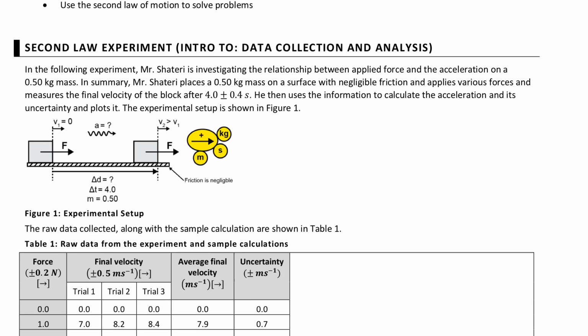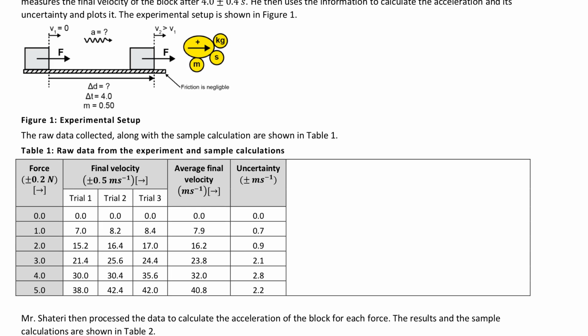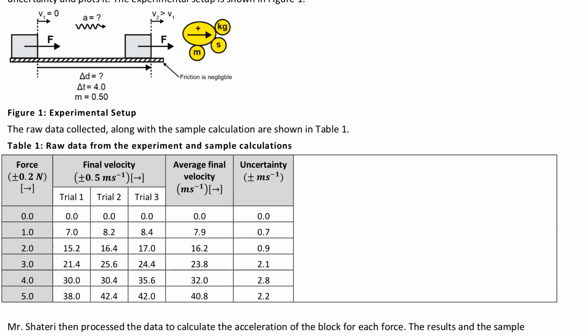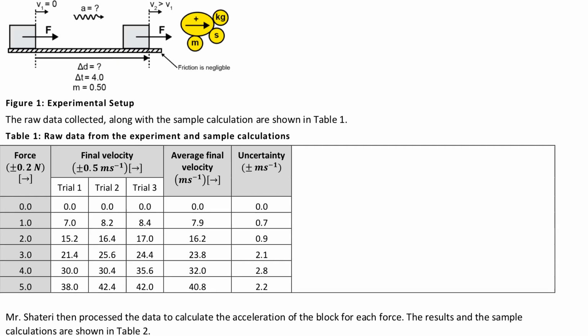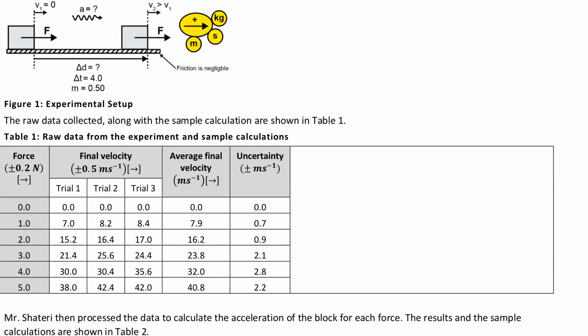Okay, let's keep going. So that was the experimental setup. I'm going to zoom in slightly here and go all the way. Okay, so you can see the experimental setup there. Fantastic. So the raw data is whatever you collect, along with the sample calculation, are shown in table 1.